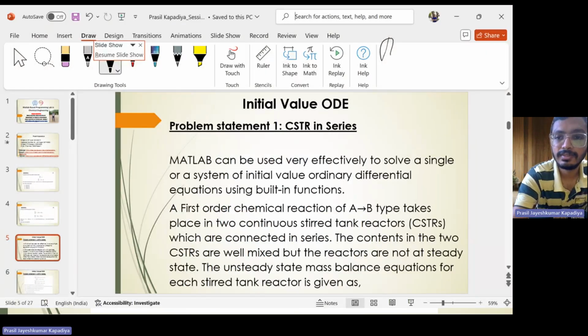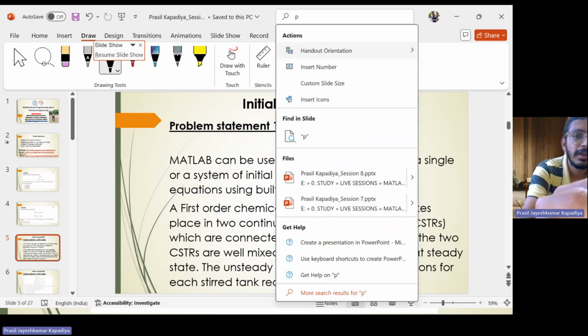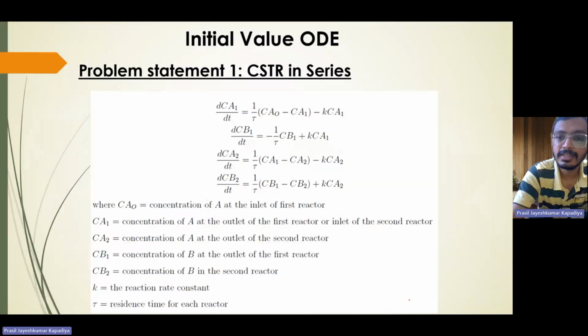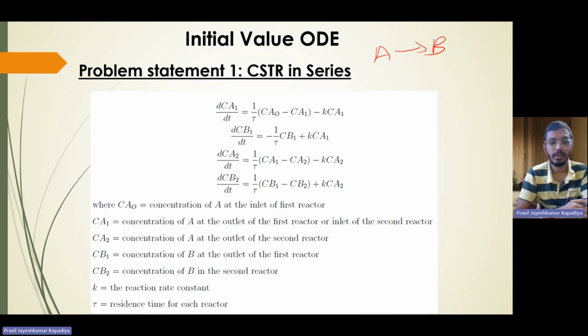So this is our reaction. A is getting converted to B, so A is being consumed, and this is the mass balance equation for A. But for B, as B is forming, dCB1/dt = -(1/tau) CB1 + k CA1.